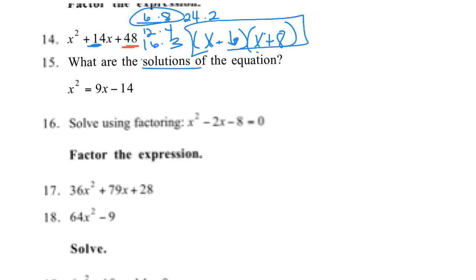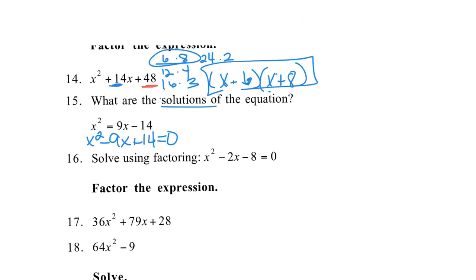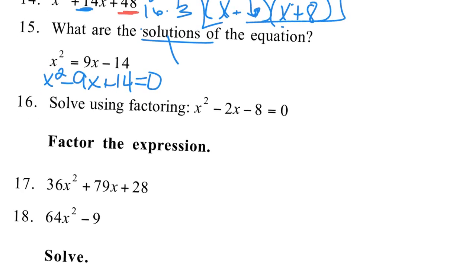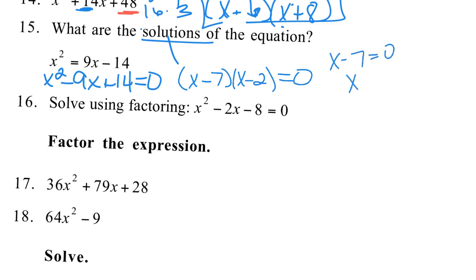Now, what are the solutions? Now we have to solve. We need to get it on one side. x squared minus 9x plus 14 equals 0. What two numbers multiply to positive 14 and add to negative 9? We have x minus 7 and x minus 2 equals 0. Those multiply to positive 14 and add to negative 9, and then set each one equal to 0. x minus 7 equals 0, so x is positive 7, and x minus 2 equals 0, so x is positive 2.